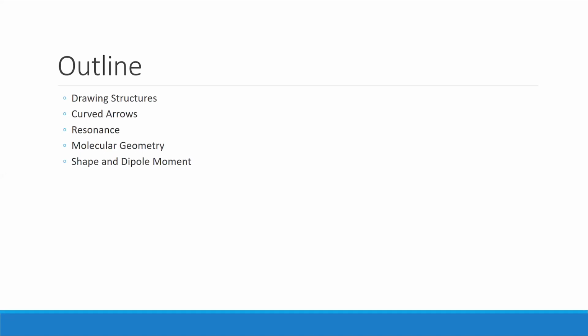So, the outline for this section of chapter 1, we're going to be talking about how to draw structures. This is something that we'll be using a lot in organic chemistry, and I want you to really work on your drawing abilities and practice drawing a lot. We'll be talking about how we use curved arrows in organic chemistry, a reminder on resonance structure and curved arrows, and molecular geometry. So you should have already seen some molecular geometry in the past, but here we're going to talk about how molecular geometry and shape can affect things like polarity and dipole moment.